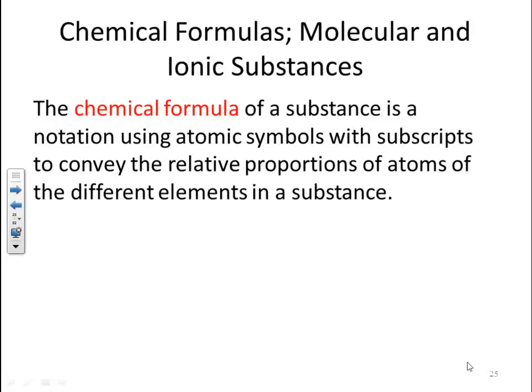All the millions of compounds we know today are composed of atoms of just a few elements, approximately 100. Now let's look at how we describe the composition and structure of chemical substances. We'll start with the chemical formula.